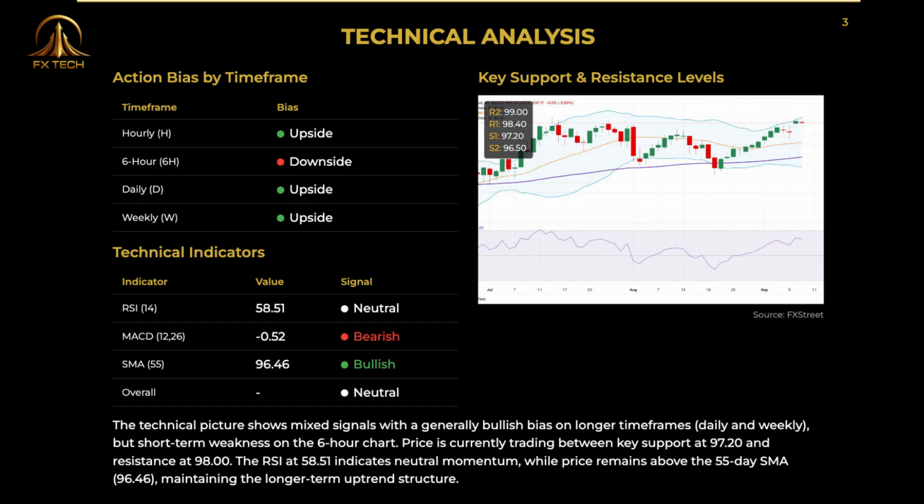Immediate resistance sits at 98.00, followed by 98.40, while support can be found at 97.20 and the more significant level at 96.50. The overall technical picture suggests a neutral stance with conflicting signals. Price is currently trading between key support at 97.20 and resistance at 98.00, maintaining the longer-term uptrend structure but showing signs of short-term weakness. This technical context provides the foundation for our trading recommendations, which we'll explore later in this presentation.